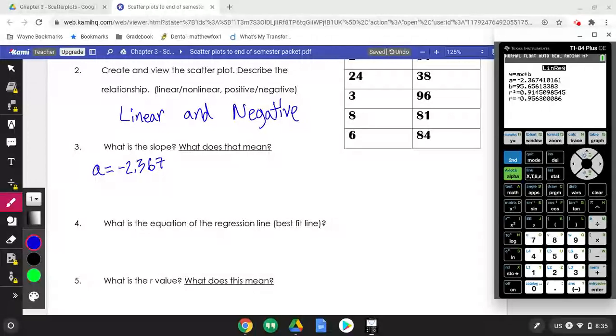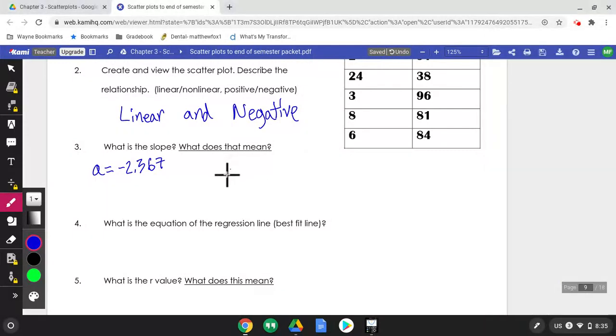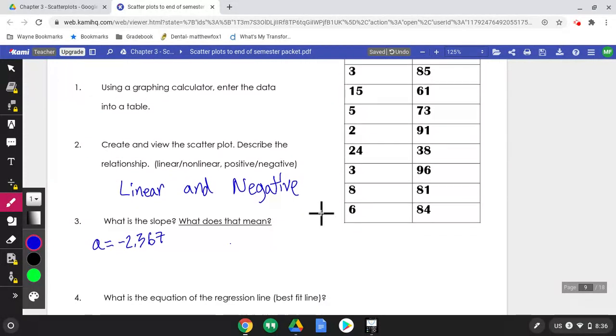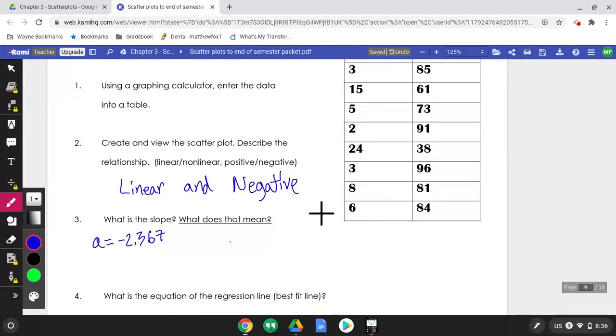But now we want to establish what does that mean in a math sense. So let's put some context to that. So if it's negative 2.367, you could think of that as over the top of 1. So rise over run, that's the change in the grade. So the grade drops by 2.367% each time there's one more of the x, which is an absence. So for every one absence, the grade is going to drop by 2.367%.